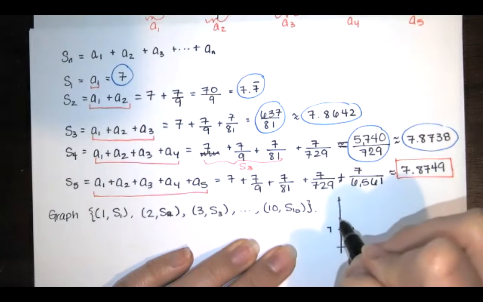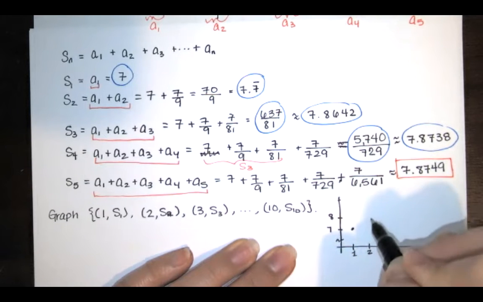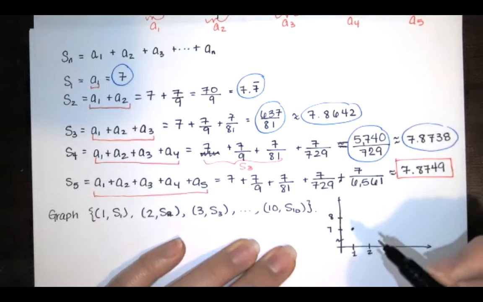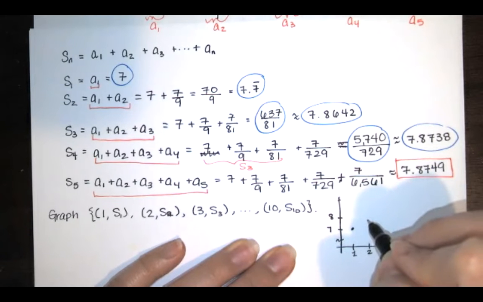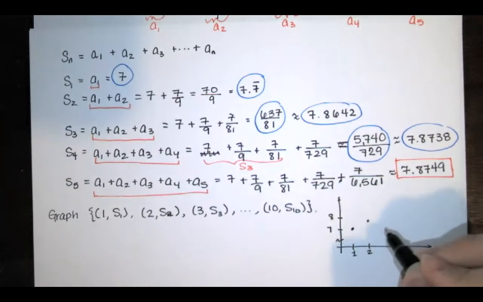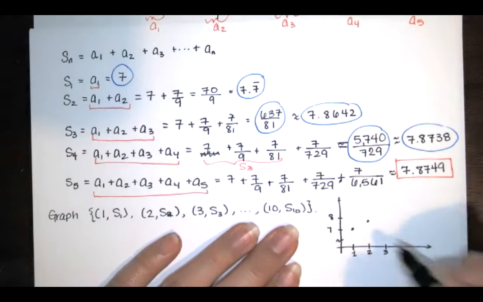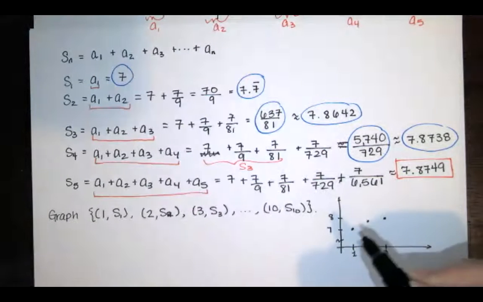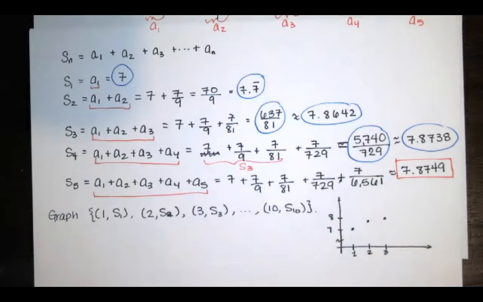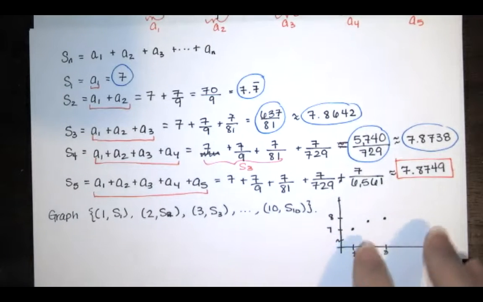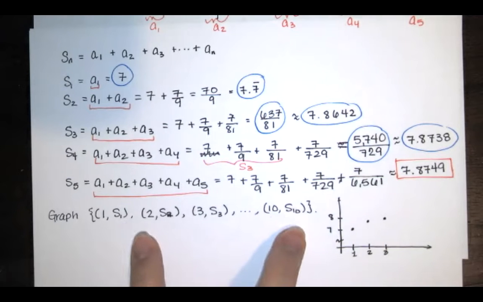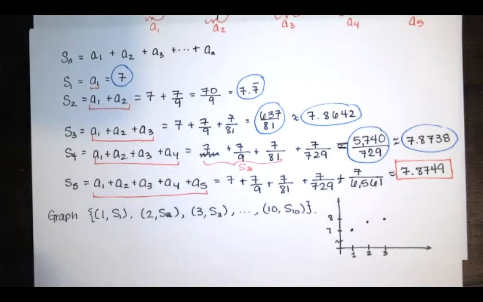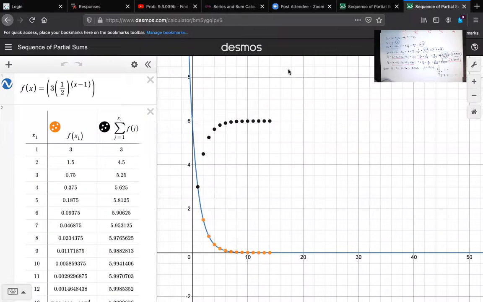When n equals 1, s sub 1 is 7. When n equals 2, this is obviously not to scale. S sub 2 is 7.78 approximately. And so on. When n equals 3, we get 7.8642. And they keep going. But we're going to have 10 points there on our scatter plot. It's going to be a scatter plot for those first 10 partial sums. Okay, so this is the calculator that I'm going to take you to, that I'm going to link in the comments.